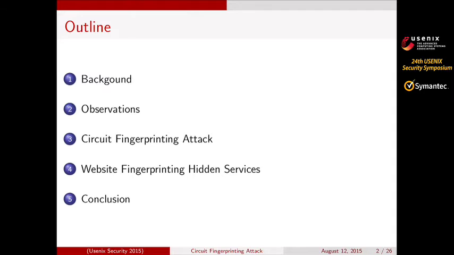I'll first give some background information on how Tor and Tor Hidden Services work, and then we'll talk about observations we made from our experiments that enabled our attacks. Now we'll talk about a two-pronged attack. The first part is how to identify if there is hidden service activity in your network, and then we'll talk about actually figuring out which hidden service is in your network.